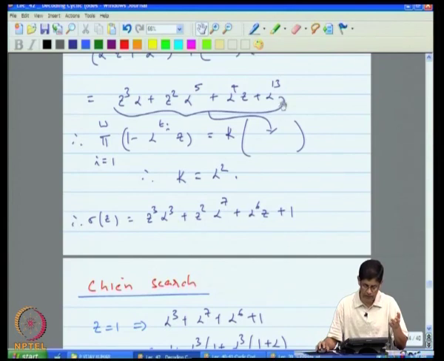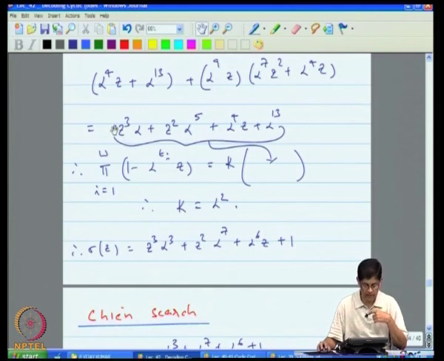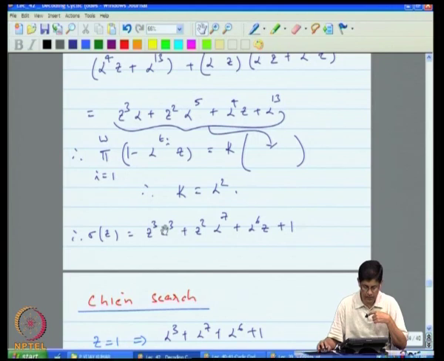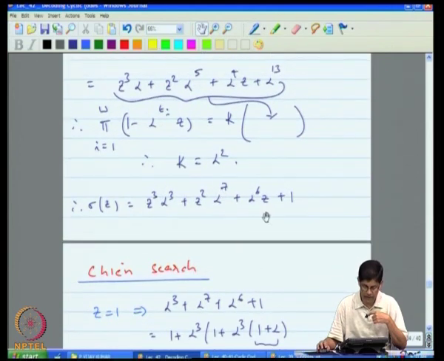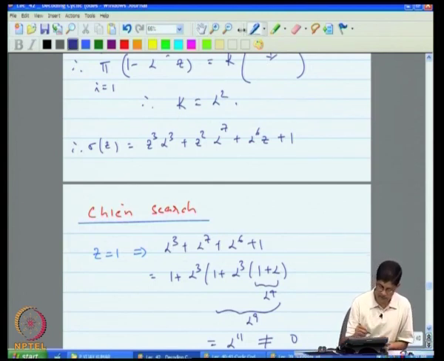Now, what we know is that this polynomial may not be sigma of z, but it is sigma of z up to some constant multiplication. Now, you look at this and say the constant term here is 1. So, if I have to make this constant term 1, I would have to multiply this entire polynomial by alpha squared. So, that is what you do. You multiply this entire candidate for sigma z by alpha squared and you get z cubed alpha cubed plus z squared alpha to the 7 plus alpha 6 z plus 1. This is then your true error locator polynomial.